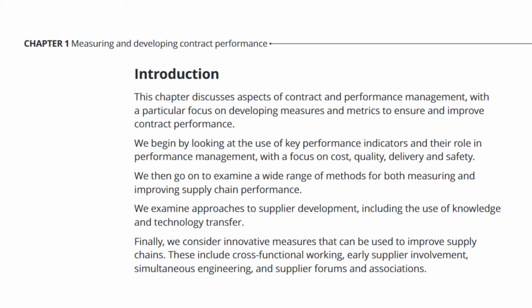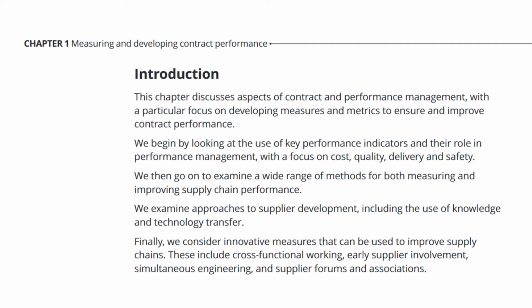Chapter 1: Measuring and Developing Contract Performance. Introduction. This chapter discusses aspects of contract and performance management, with a particular focus on developing measures and metrics to ensure and improve contract performance.